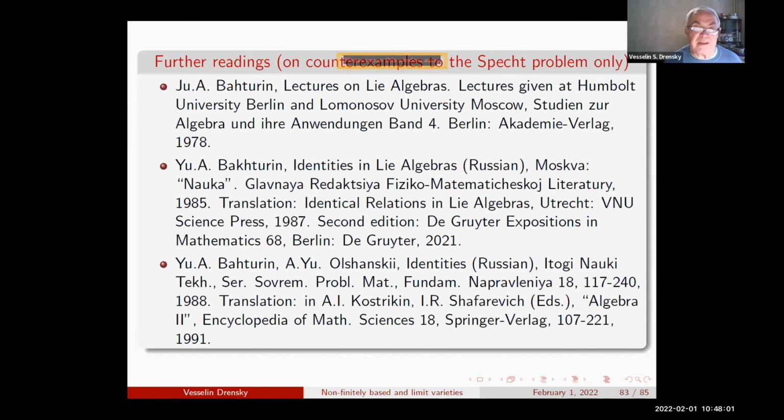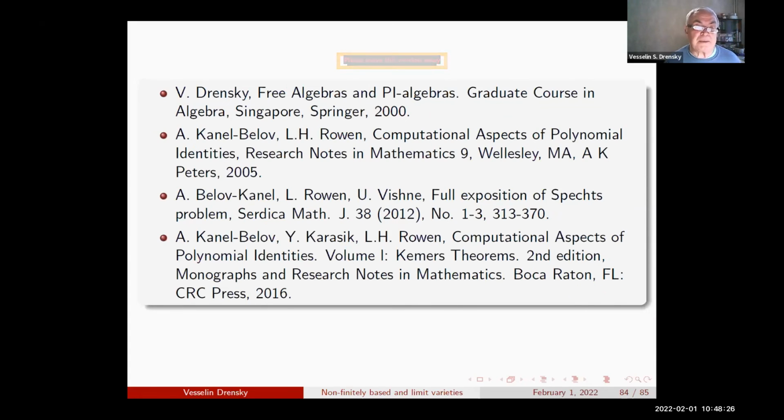And now there is a lot of activity, and there are books which you can read about this. They are by Bahturin. Bahturin has a new edition of his book, which appeared a year ago. There are also some survey articles. My book on PI algebras has something. There's a paper by Kanel-Belov and Rowen. Also, there is Vishne. This is an exposition paper with free access. There is one more paper.